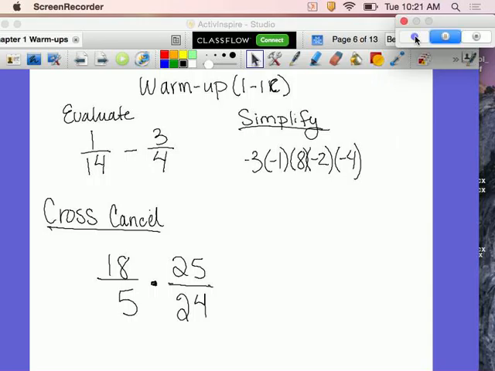Okay, so today we're going to work on multiplying fractions. Our warm-up is just a review of subtraction, a review of multiplying integers, and a review of cross-cancel. So pause the video and complete the warm-up. Then when you're ready, go ahead and push play and I will go through the answers.